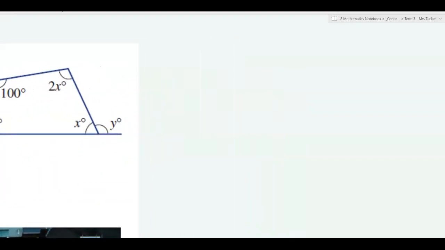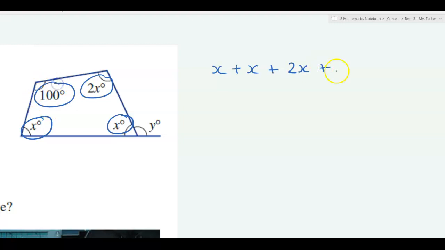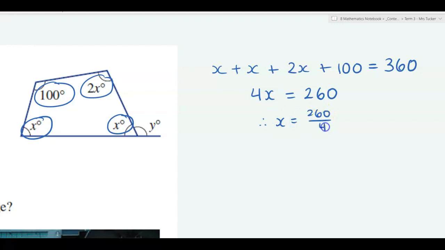Okay, so your equation here for number 8, what I was looking for was x, this angle here, plus this angle here, plus this angle here, plus 100. All of those angles together equals 360. Now we have an equation that we can solve. x plus 2x is 4x, plus 100 equals 360, but I might even minus that 100 to make my life easier, and we've got 260. Therefore, x equals 260 on 4, which is 65 degrees.